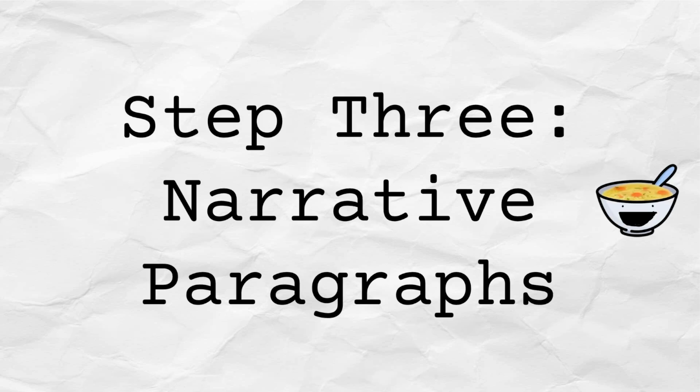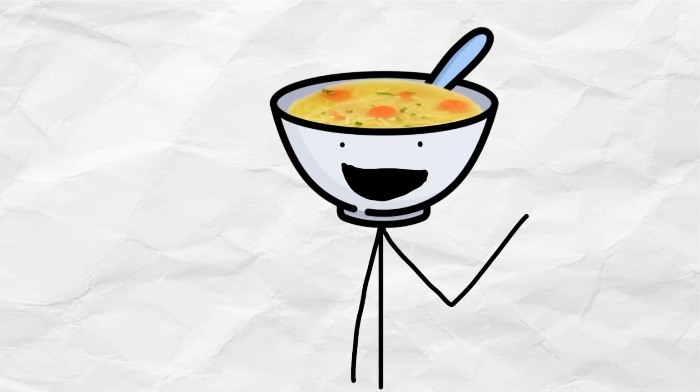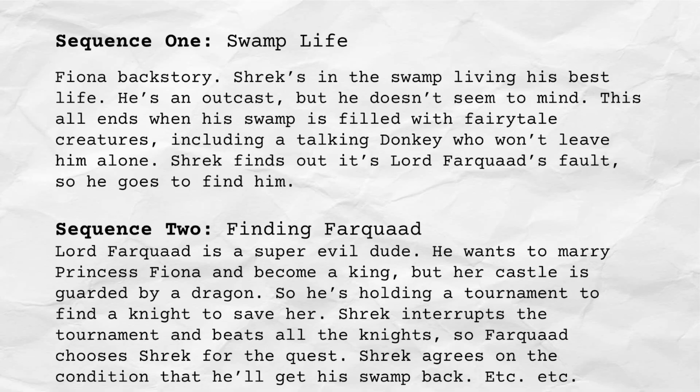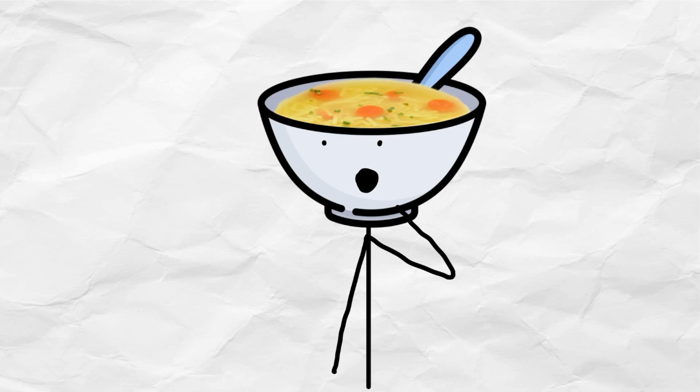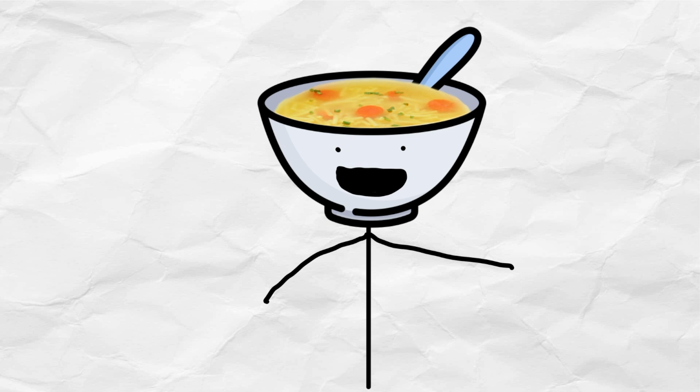Step 3, add a super short, less than a paragraph long description of what happens in each sequence. Feel free to write it in your own voice since it's for your eyes only. It'll look a bit like this. Looking at these 8 paragraphs, it's clear we have the shape of the story, but almost no specific scenes yet.